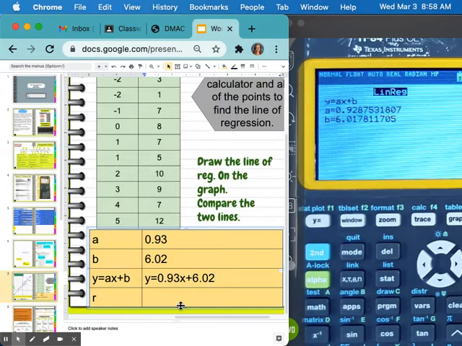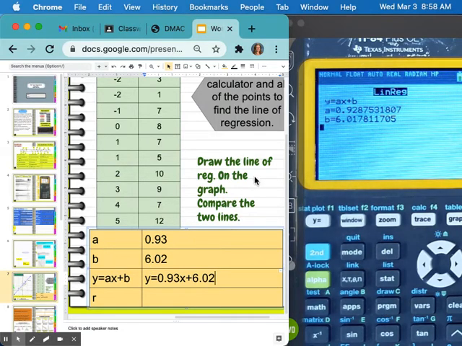We're not doing the R value yet. I'll tell you about that in a minute. Okay, we are going to draw the line of regression on the graph and compare the 2 lines. First thing we're going to do, though, is look at it in our calculator. So we need to turn our stat plot on. You can turn that off if you have an Amber alert.